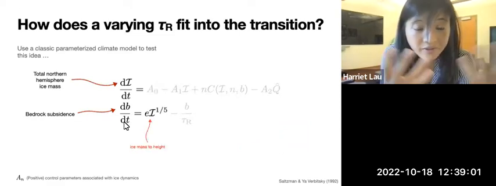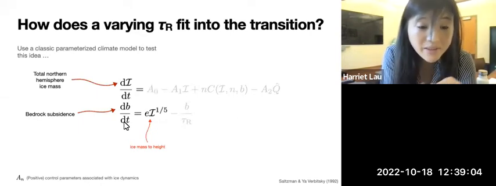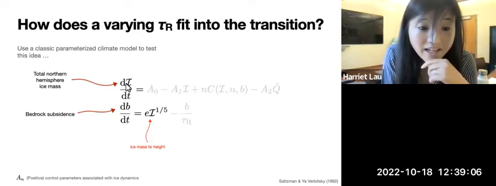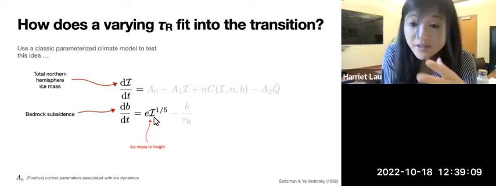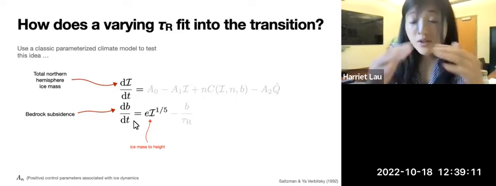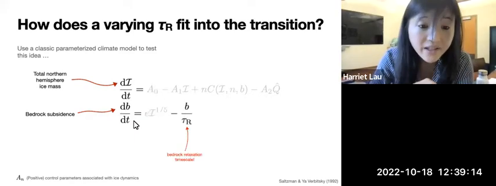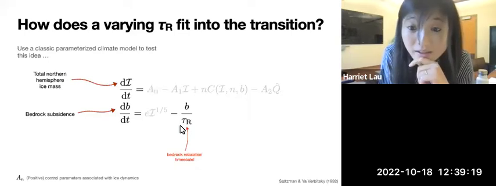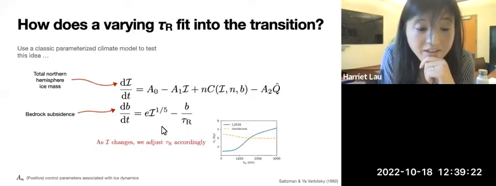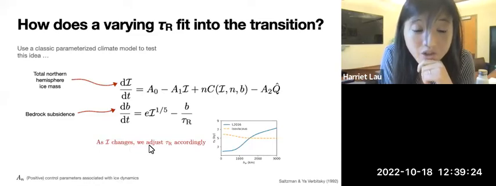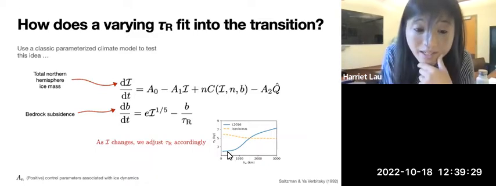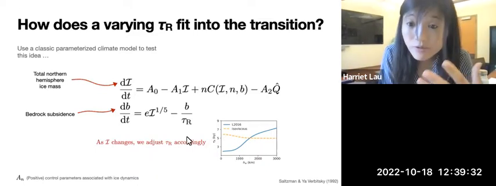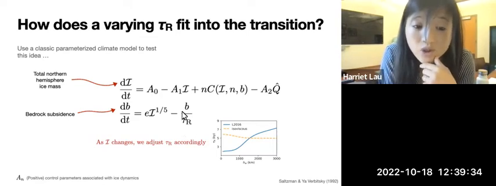And so this is for the bedrock subsidence. This is basically a conversion of ice mass I, and this is where they're coupled to ice height, right? And so the subsidence depends on how tall the ice sheet is. And finally, we have that bedrock relaxation timescale, tau R here. And so as I changes, we adjust tau R accordingly. Remember, we have this ice width here, which we can convert to ice mass. And how that changes through our simulations, we'll choose the associated tau R.